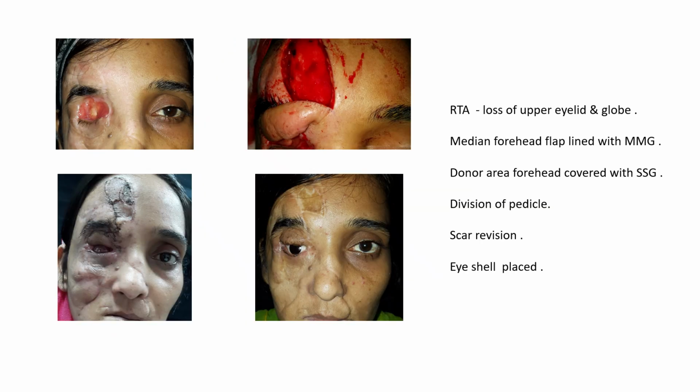A road traffic accident producing loss of upper eyelid and a globe. Median forehead flap, which was lined with mucosa, was placed. Donor area over the forehead was covered with split skin graft. Division of the pedicle done after a few days. Scar revision over the cheek was also done. Finally, eye shell was placed and one can see the improvement.